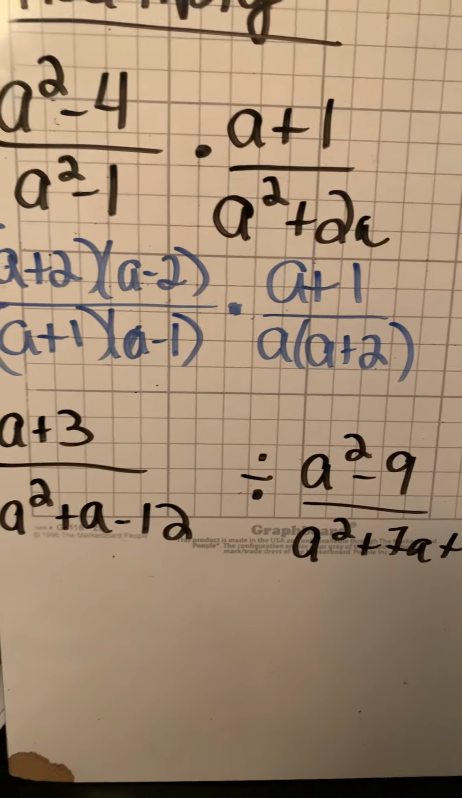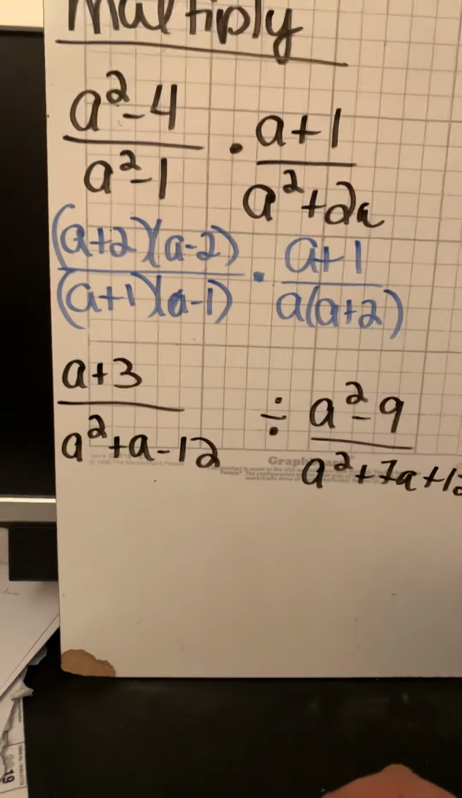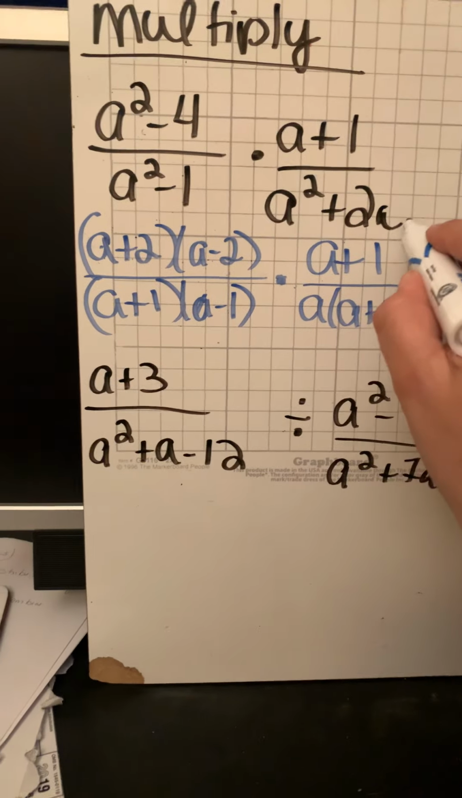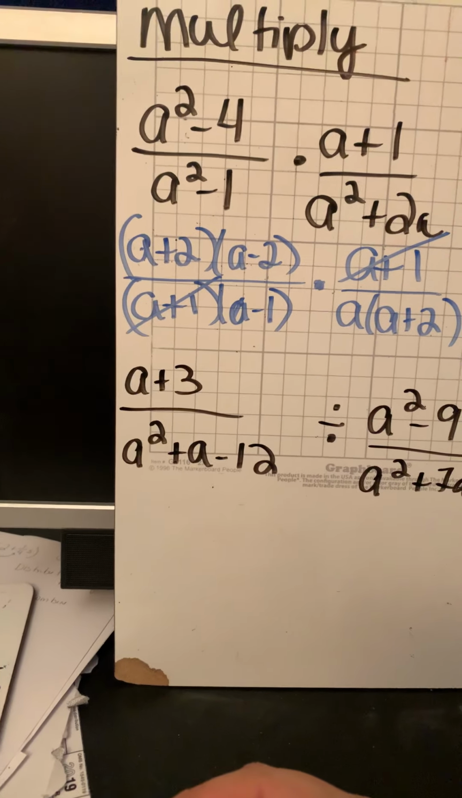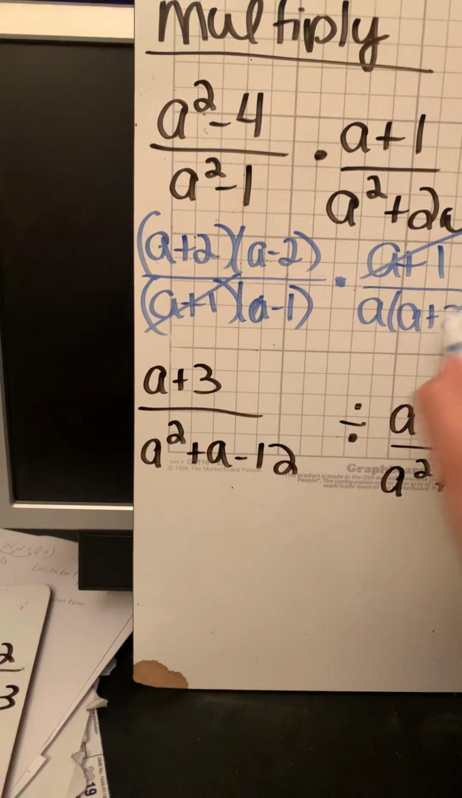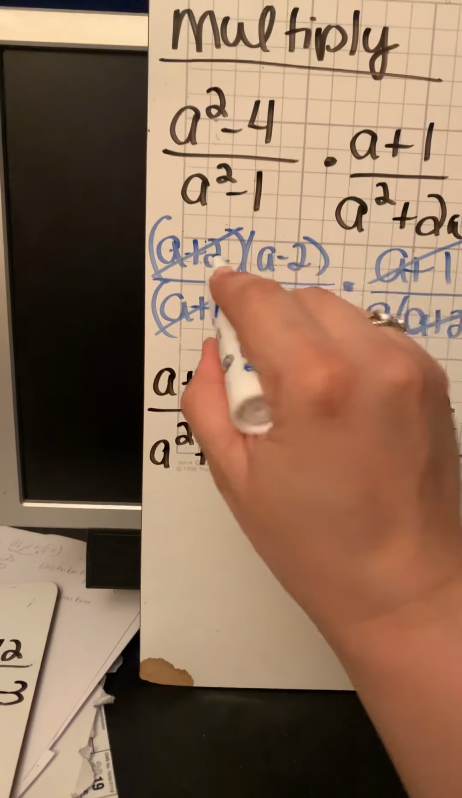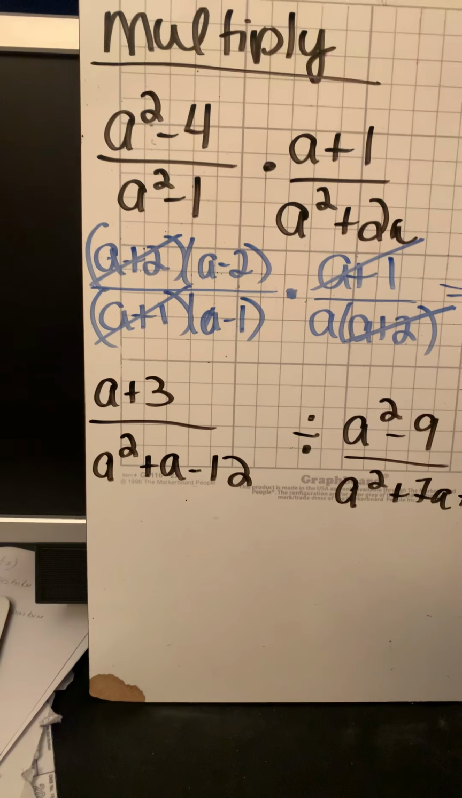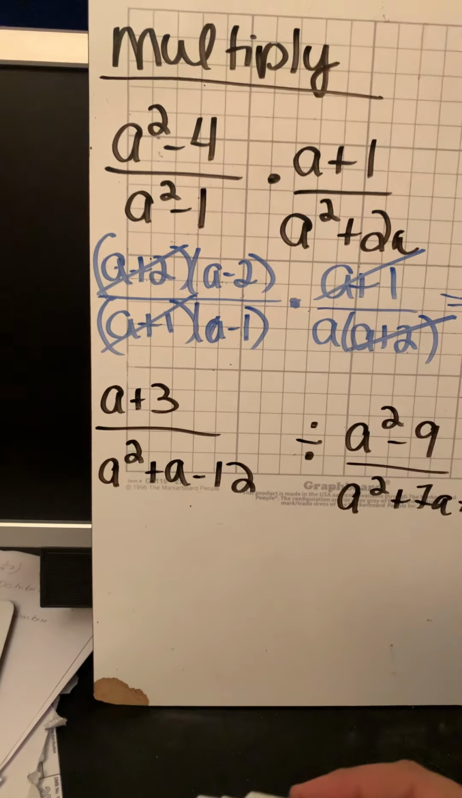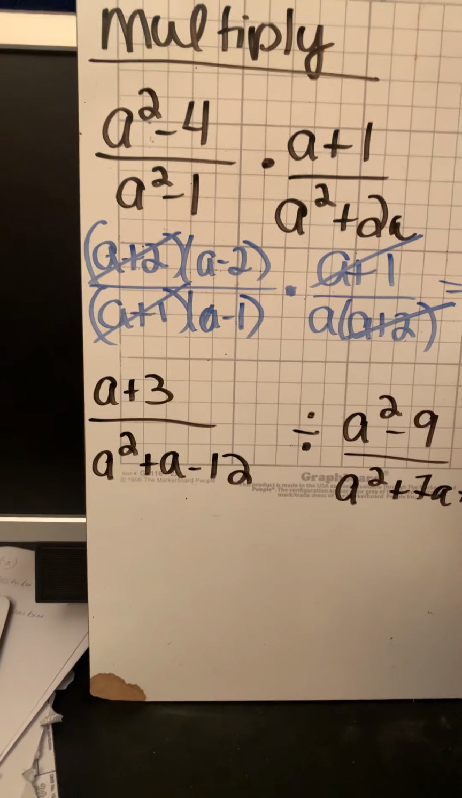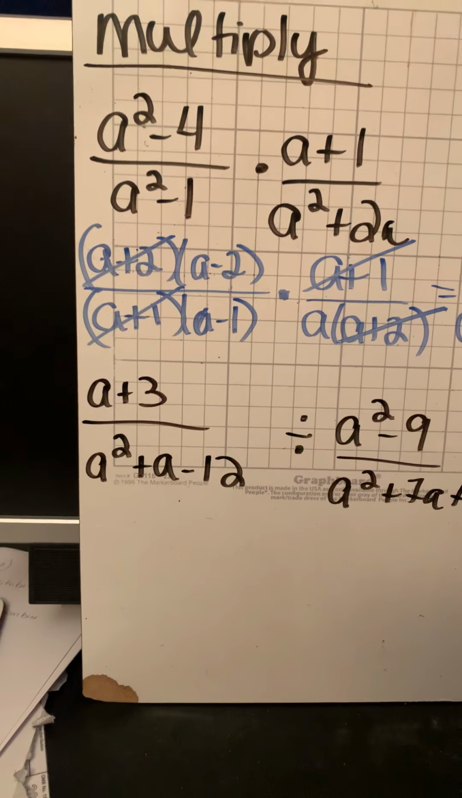Now we're going to cross cancel, not cross multiply, cross cancel. So look at this. Boom, boom. And a plus 2, goodbye. So what am I left with? On my numerator, straight across, I'm left with an a minus 2. All over my denominator, I'm left with an a and an a minus 1.